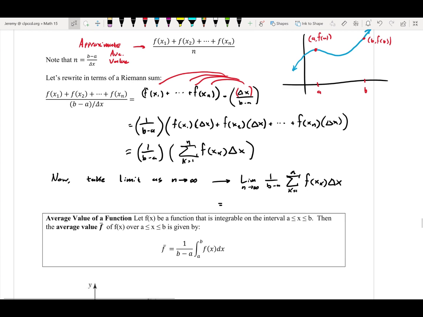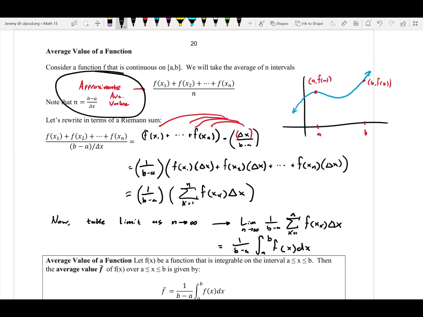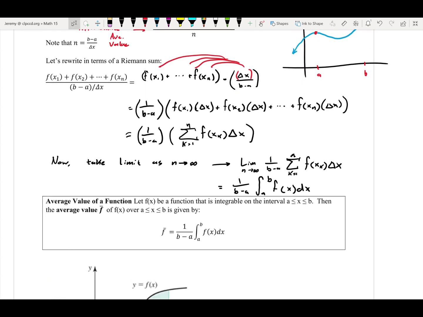And 1 over b minus a can come on the outside of the limit. What we're left with is 1 over b minus a times the integral from a to b of f of x dx. This is our exact value. Rather than an approximate average value, this is the exact average value of the function. So that's how we derive this formula here. So I'll highlight this. This is our formula for average value using the definite integral.